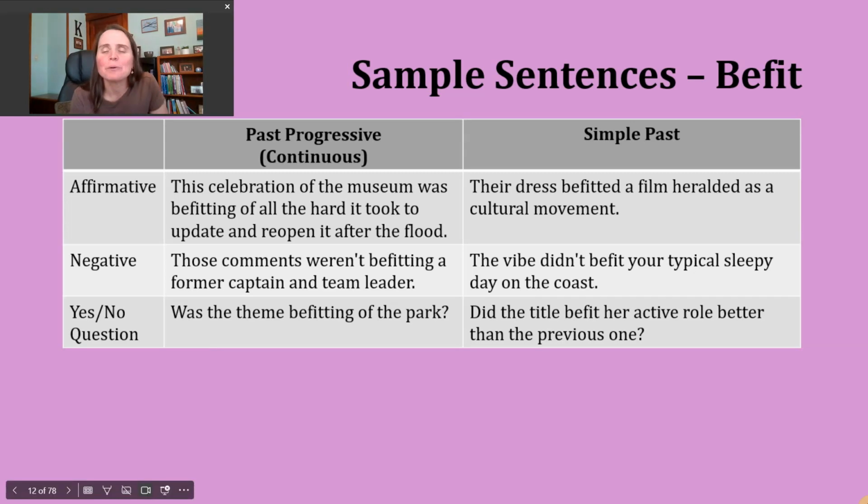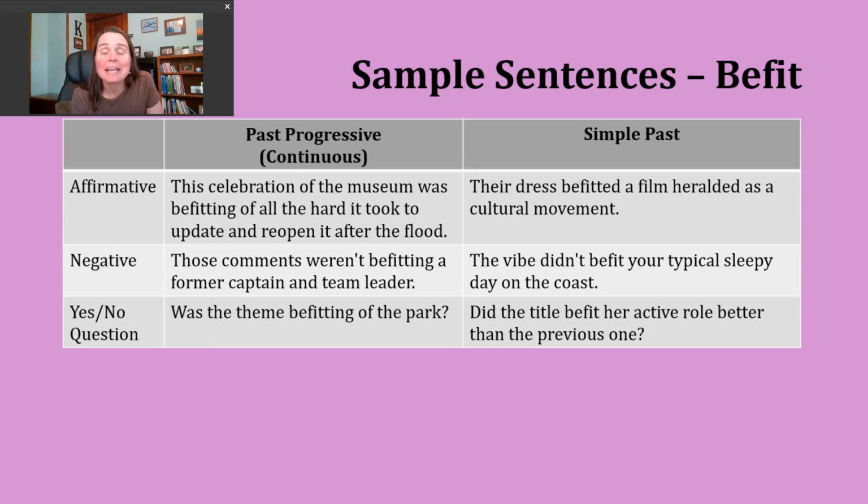So the first example that I have here says, their dress befitted a film heralded as a cultural movement. This sentence was describing how many fans were dressing up to see a particular movie. And here, again, they're saying this is sort of appropriate because this particular movie is so important or significant.